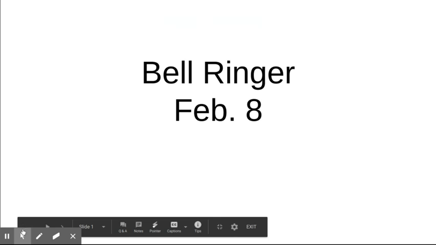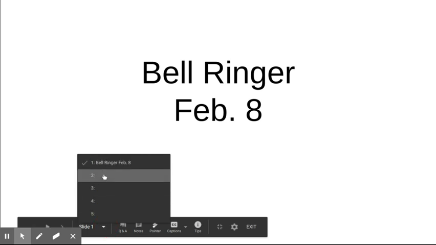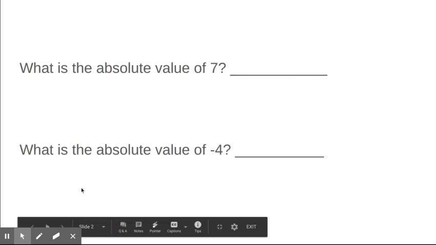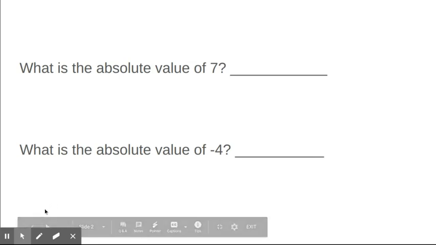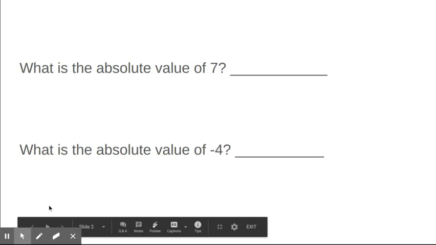We have the bell ringers for February 8th. Would you please try to solve what is the opposite value of 7 and what is the opposite value of -4? Put your answers in and then continue playing to see the answers.